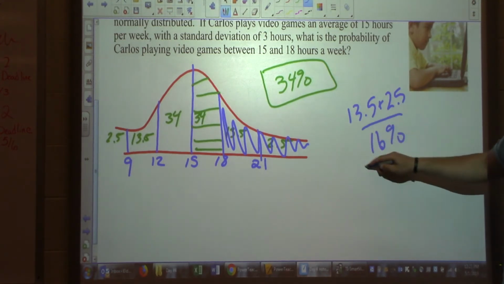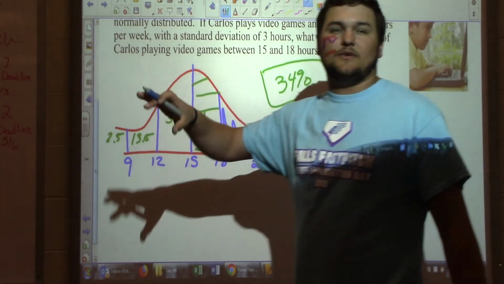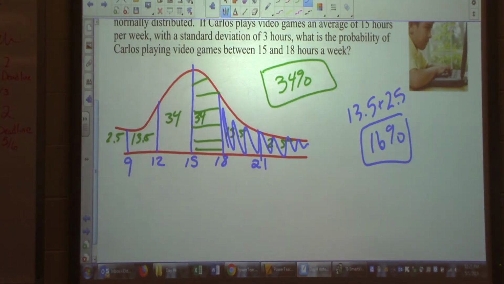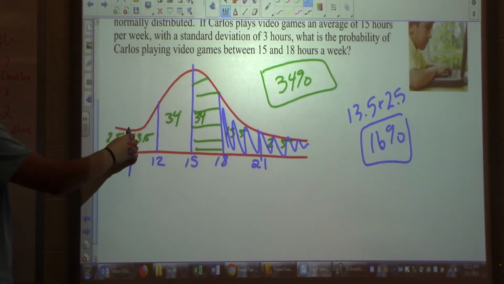So we got to kind of see, where does it fit into our graph? Where does it fit into our normal distribution curve? What if it said less than 9 hours? What would our answer be? 2.5, right? It'd be 9 hours less than it, and just 2.5 over there. Does that make sense? Yeah?